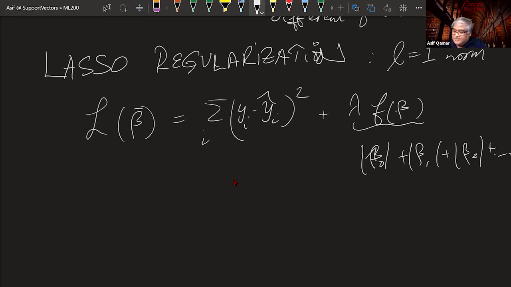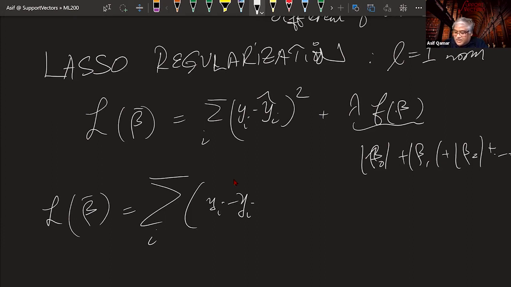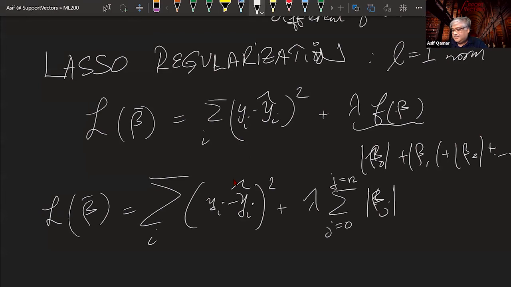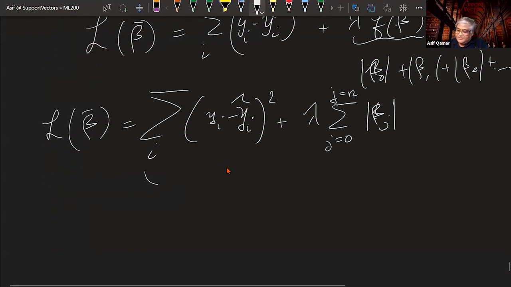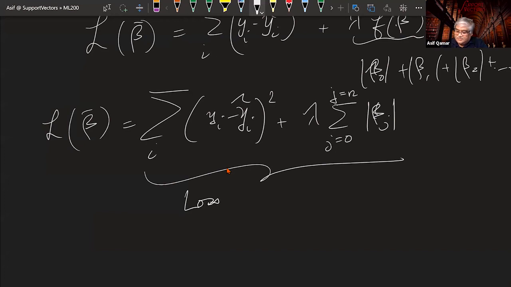So I can write this as L beta hat is equal to sum over i, yi minus yi hat square, plus lambda summation over absolute value of beta j, j equals 0 to, suppose, n dimensions. Whatever number of dimensions you take, it will be this. And when you minimize, this is the loss function for lasso. This is your loss function.